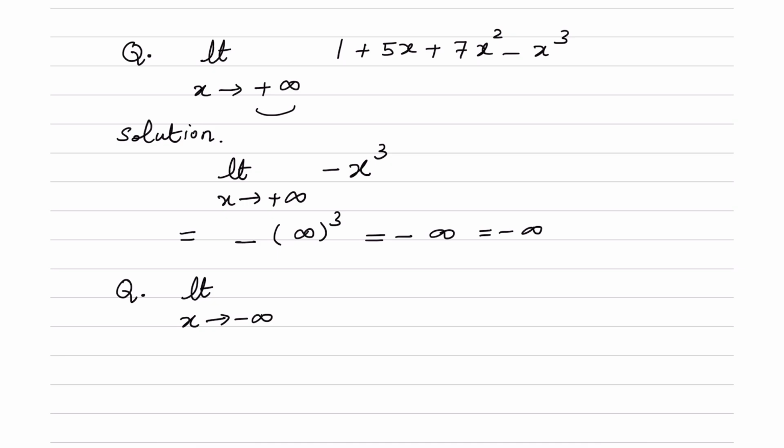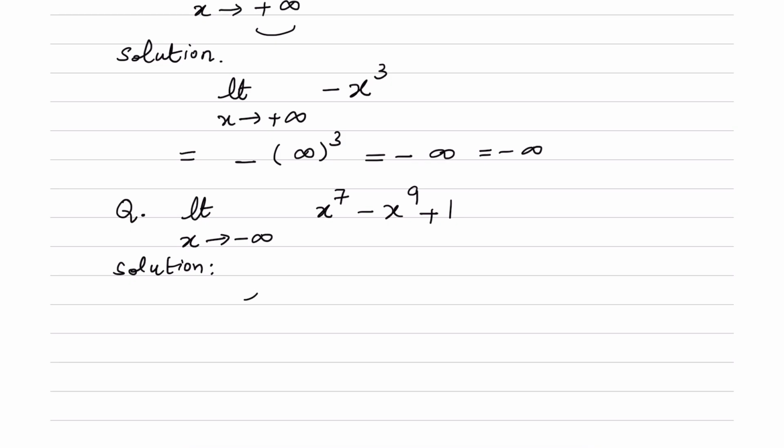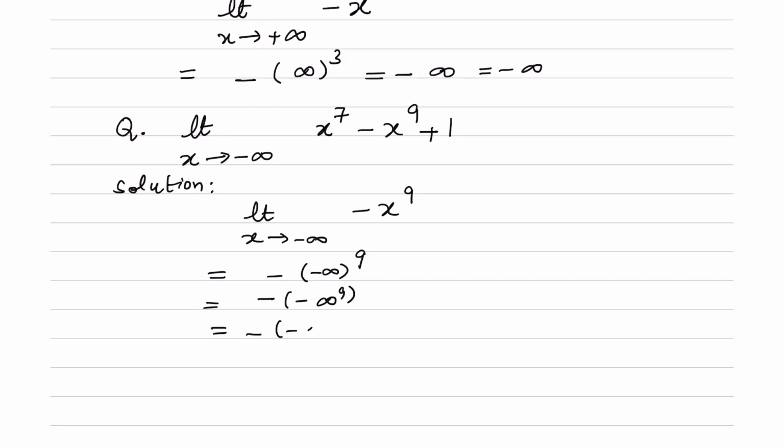Let's attempt another question where the limit is being calculated at minus infinity for the polynomial x to power 7 minus x to power 9 plus 1. Again we will only keep the highest degree term. The limit is being calculated at minus infinity and it's a polynomial. So the highest degree term here is minus x to power 9. Then we apply the limit: minus infinity to power 9. Nine times minus sign multiplication gives us minus. So we have minus into minus infinity, which gives us plus infinity.